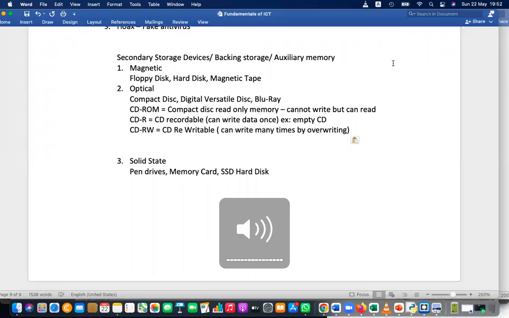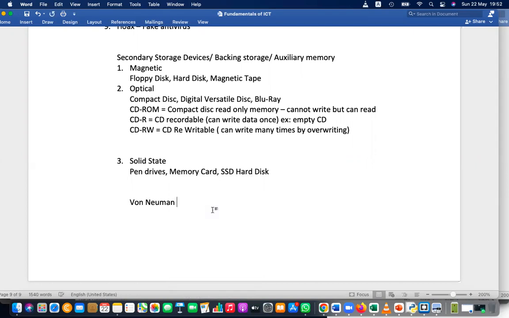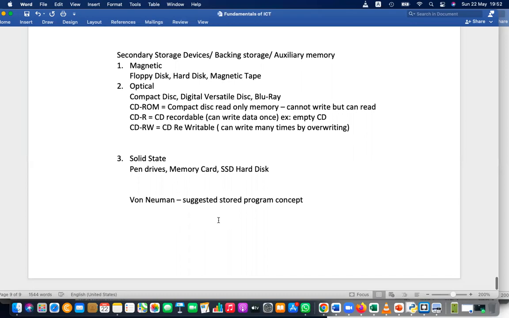Let's go to the von Neumann architecture. Von Neumann, actually he's a person, a scientist. In computer history, we learn about that. Von Neumann was the one who suggested the stored program concept, right? So what is this stored program concept?